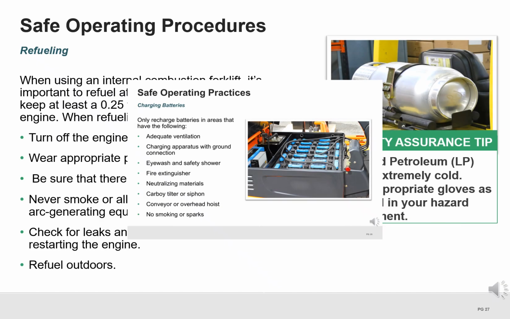When refueling a forklift, follow proper safety procedures, turn off the engine before refueling, and wear appropriate personal protective equipment. Make sure the area is well ventilated and free from ignition sources. Never smoke or allow sparks near the refueling area. Check for leaks before restarting the equipment. When possible, refuel in designated areas or outdoors to reduce the risk of exposure and fire.